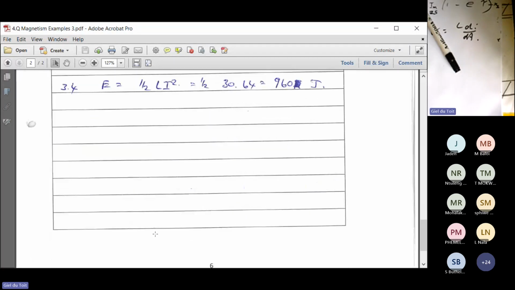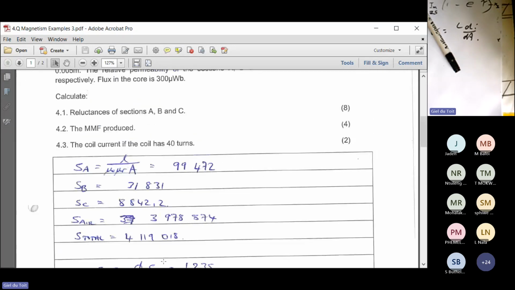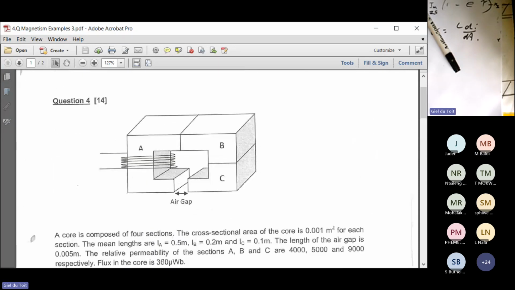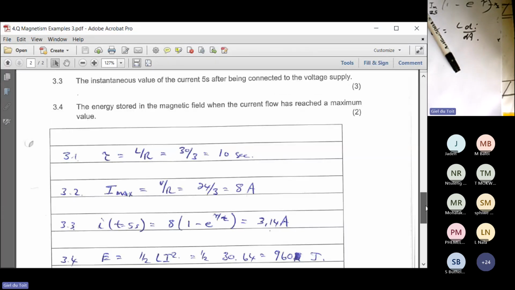I'm going to do another one. Let's see if there's another one. Guys, now I think I'm at the end of this questionnaire. Yeah, I'm at the end of this questionnaire. So really, this is what we have to do.